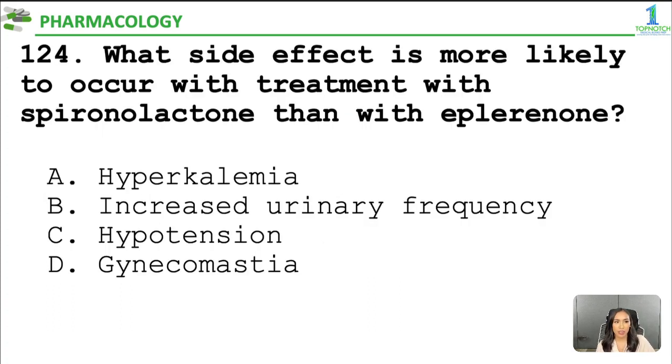Okay? Let's go to 124. What side effect is more likely to occur with treatment with spironolactone than with eplerenone? Spironolactone and eplerenone are both potassium-sparing diuretics. But eplerenone has less effects on the androgen receptor. So the correct answer is D, gynecomastia. So spironolactone has more effects on the androgen receptor compared to eplerenone. Therefore, spironolactone typically causes gynecomastia.